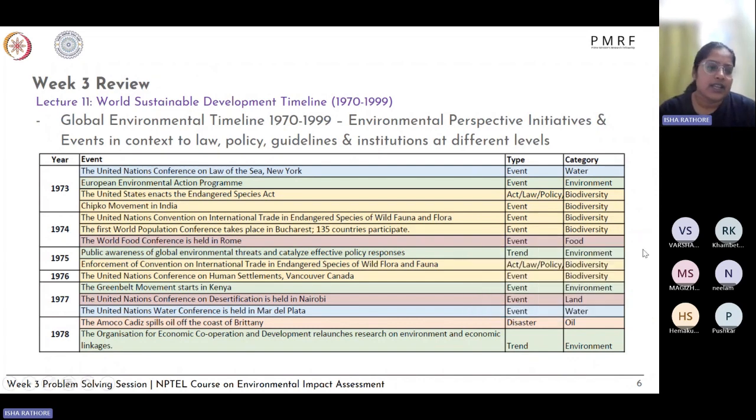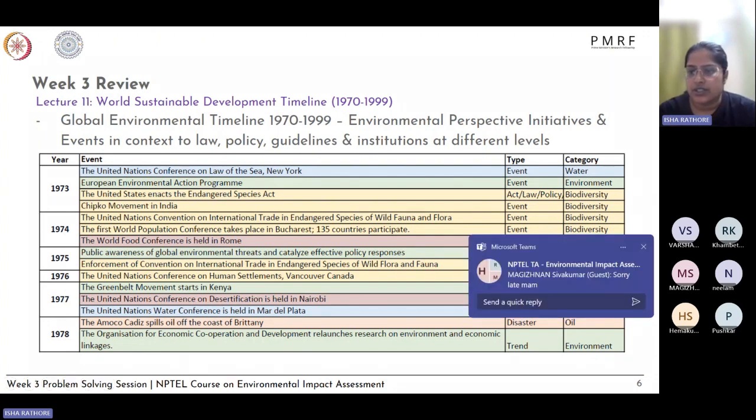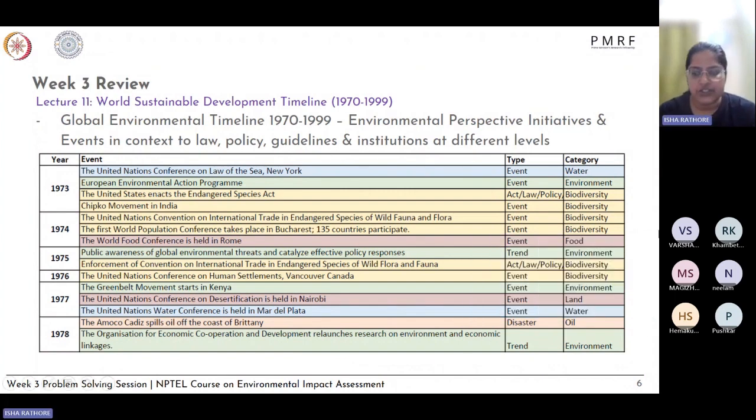And in 1978, we also had the Organization for Economic Cooperation and Development relaunch its research on environment and economic linkages. So again, an increase in environmental awareness and different organizations coming up and presenting their research on environmental and the different links between economic activity as well. So this was until 1978.